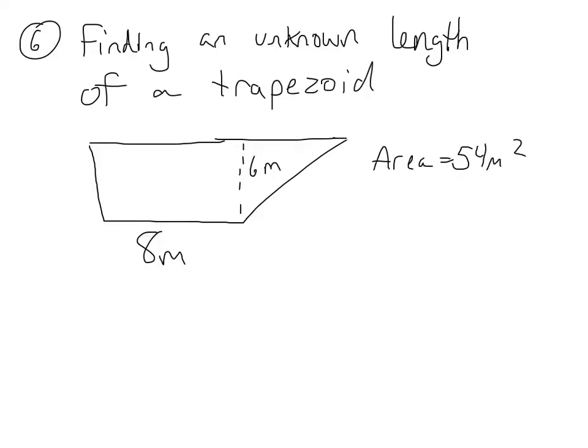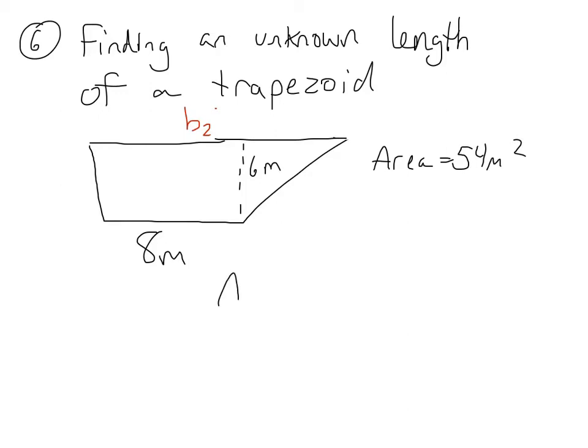All right, so we can also use what we know about trapezoids to find not just the area, but unknown lengths. So here we have a trapezoid. One of the bases is 8 meters. The height is 6 meters. The area is 54 square meters. But we don't know what this other base is. We'll call this base 2. We don't know what it is, but can we find it? Let's try. Let's use that formula.